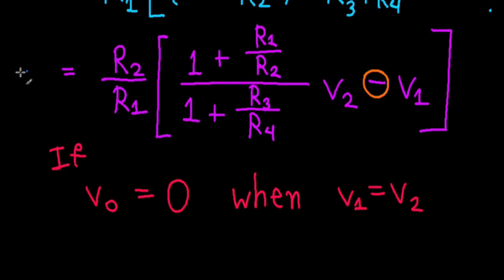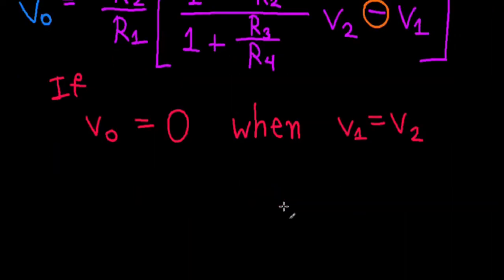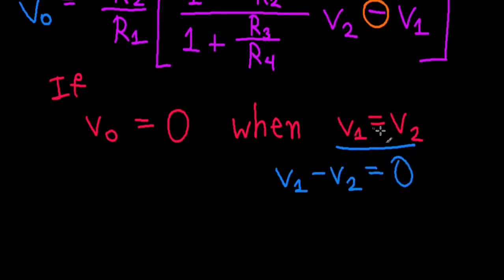I'll write that here. This is our V output, and this is equal to this. It has to be zero. We're saying that this is a condition that we need right now. So if this is true, then V2 minus V1 equals 0. In other words, this has to be true when this is true.